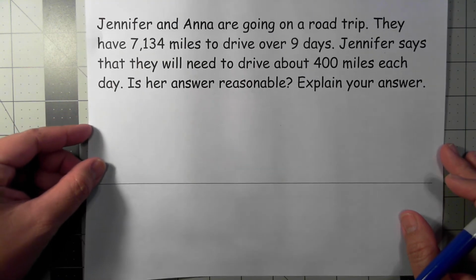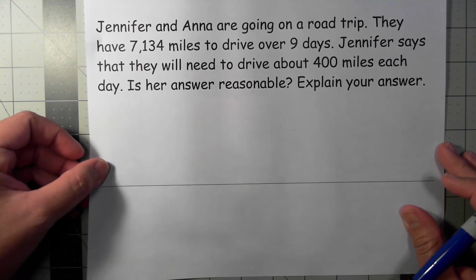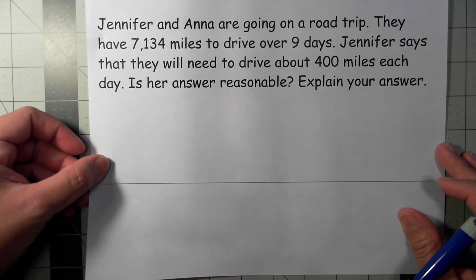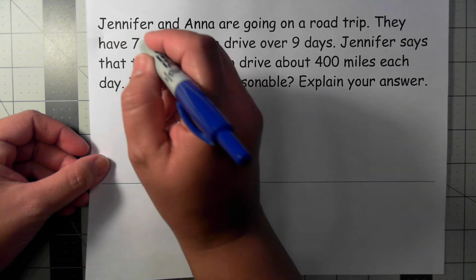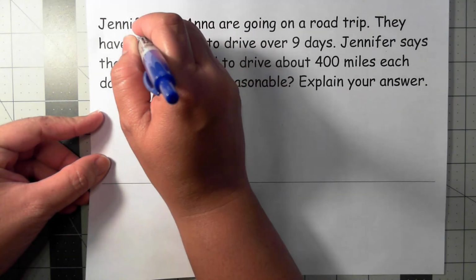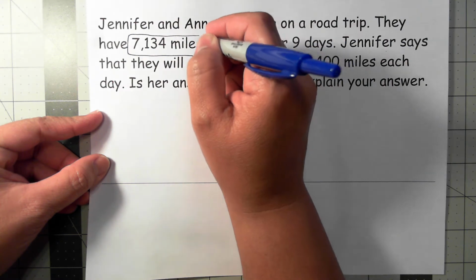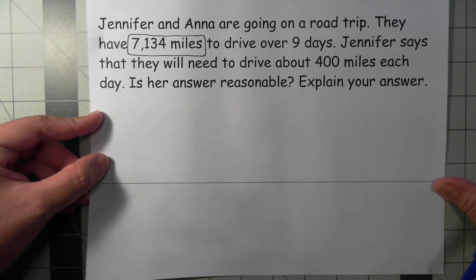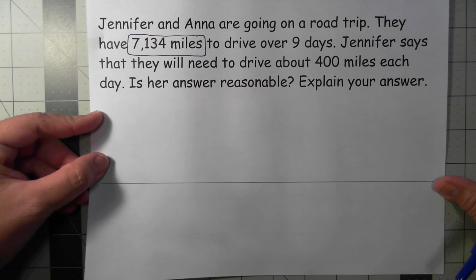So let's get started. First of all, I reread this and I notice information that is given to me, and I say Jennifer and Anna are going on a road trip. That is the background, that is the context of the information in which I'm going to use my math to solve a problem. They have 7,134 miles. So I'm going to go ahead and box in miles along with that number because that's what that number is related to. It's not related to money, it's not related to days, it's not related to anything else but to miles. So I have to keep that word miles with the numbers, okay?